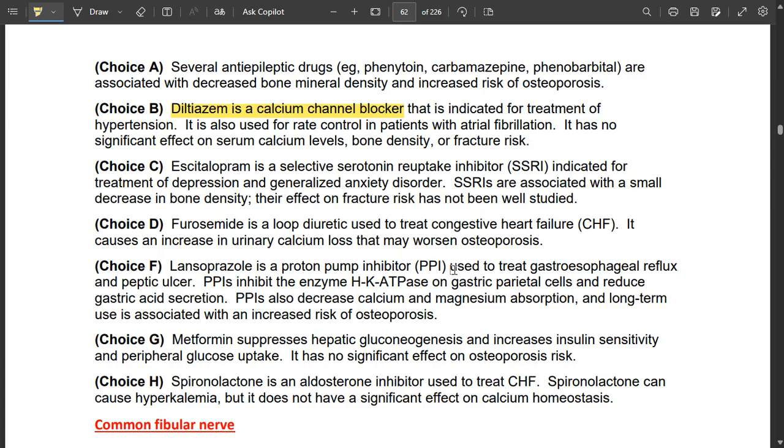Lansoprazole is a PPI, so the acidic environment is prevented, which decreases calcium absorption and thus increases the risk of osteoporosis.